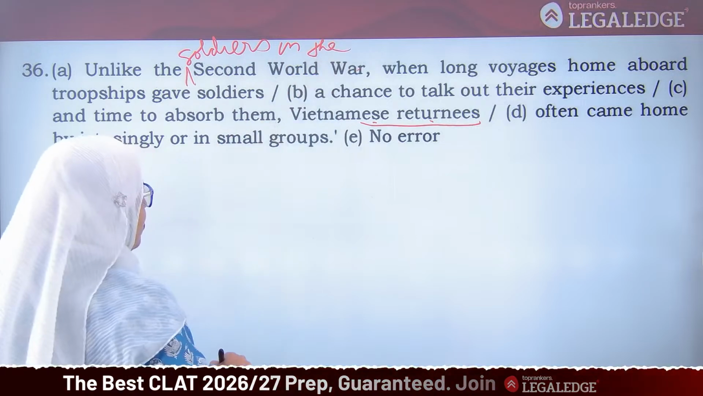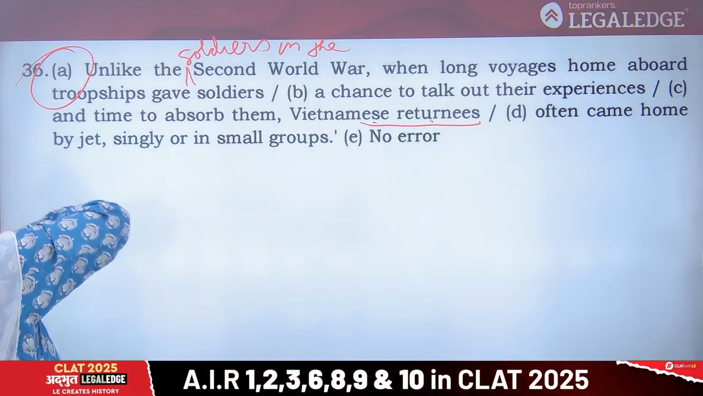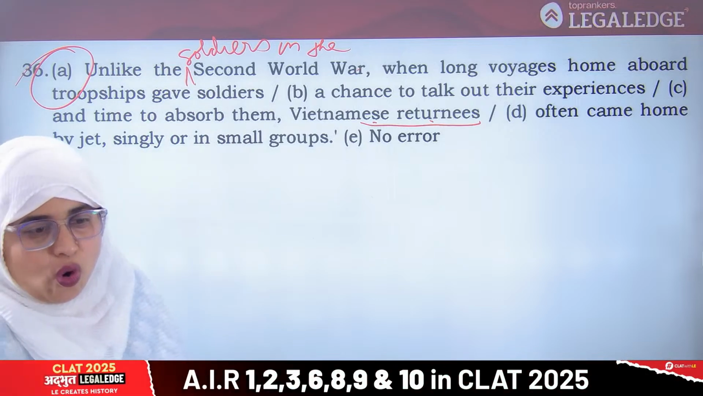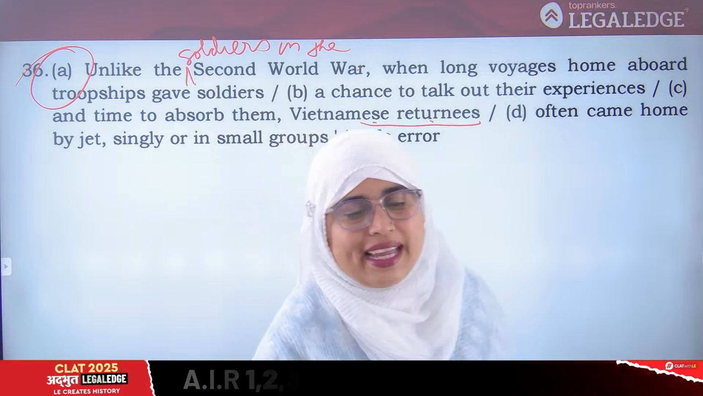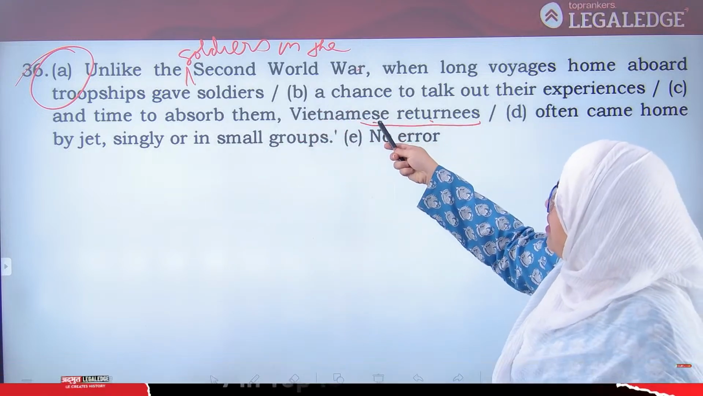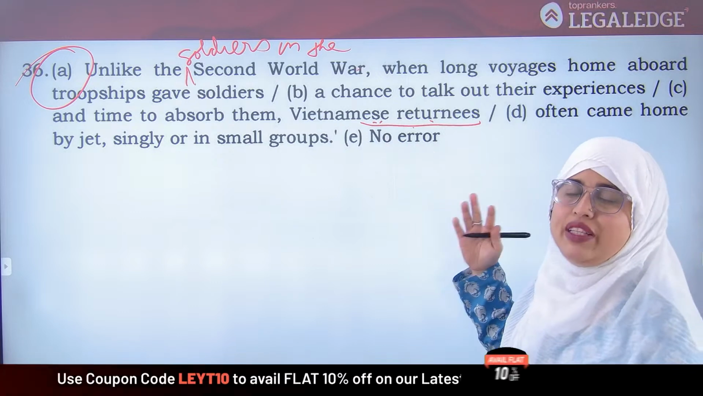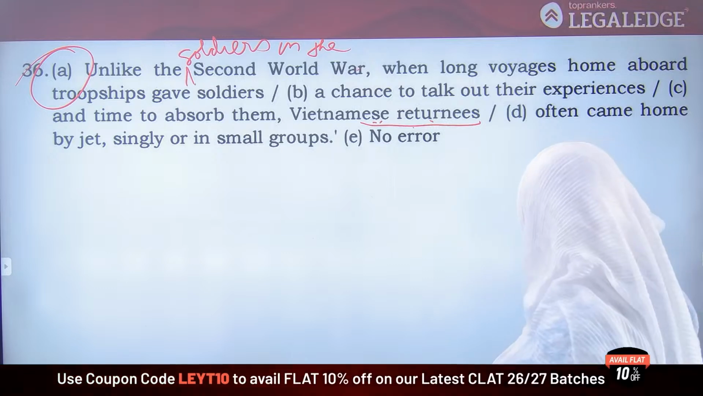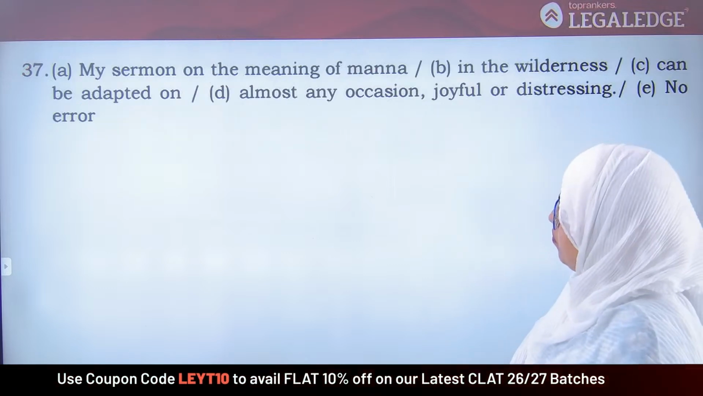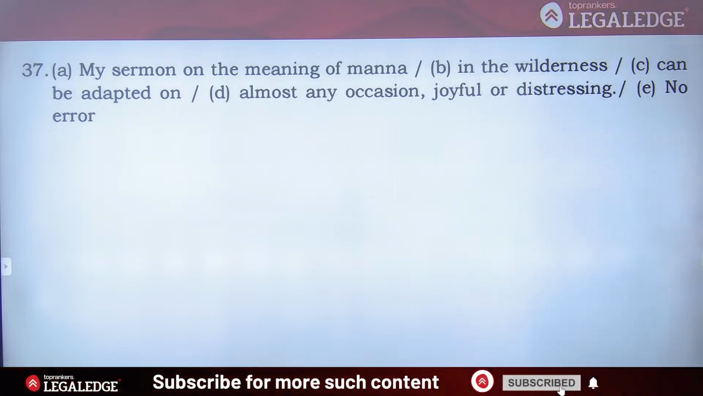ठीक है? This part was missing because of wrong comparison. We have identified an error accordingly. Unlike the soldiers in Second World War, because we are comparing soldiers with Vietnamese returnees. Human can be compared with human. The next question on screen.